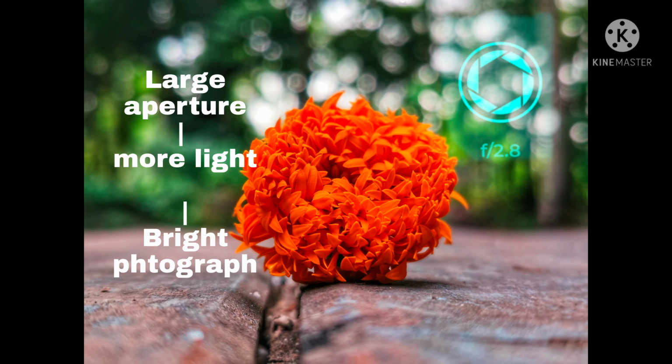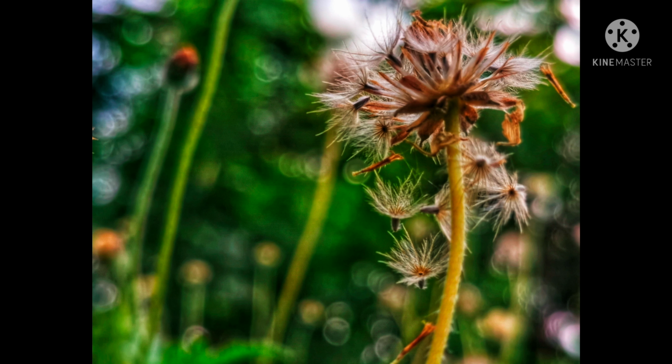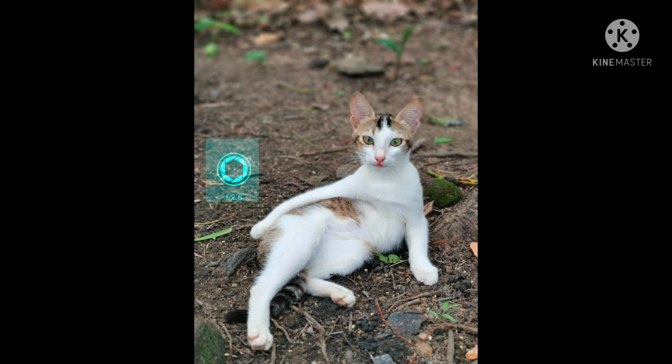Now you know, larger apertures like f2.8 or f4 can be used to capture brighter images with shallow depth of field. It will exaggerate the bokeh effect. It is ideal to capture portraits and performs well in low light situations.